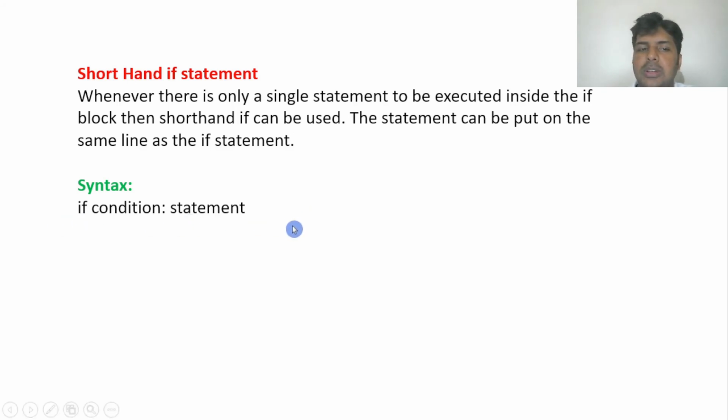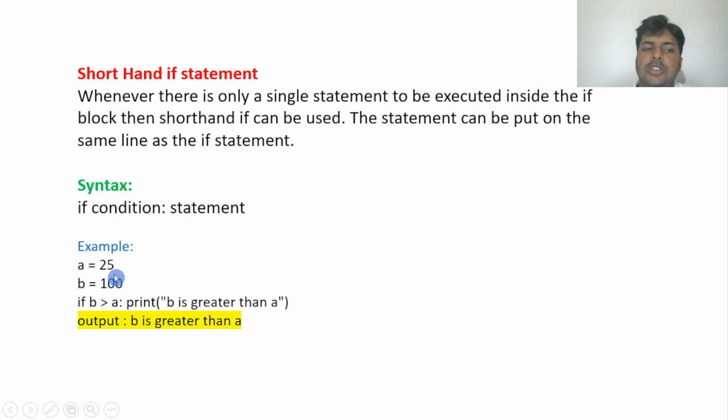For example, you can see here I have taken a is equal to 25, b is equal to 10. Now I am checking if b greater than a. In a simple if, what have we done? We have taken the next line, right? Now we can continue in the same line, you can give it there, that's it.